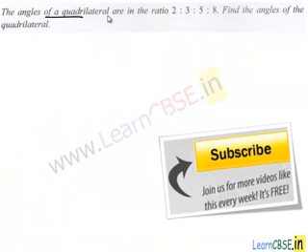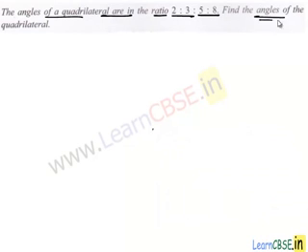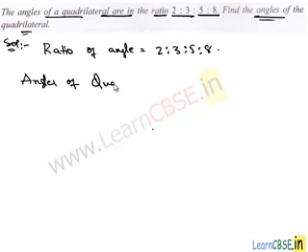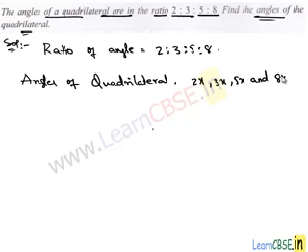Here we are given the angles of a quadrilateral are in the ratio 2:3:5:8, and we have to find the angles of the quadrilateral. So let's work out the problem. The ratio of angles of the quadrilateral is 2:3:5:8. And here let x be the common factor, then we have angles of the quadrilateral 2x, 3x, 5x and 8x. Here we have to find the value of x.